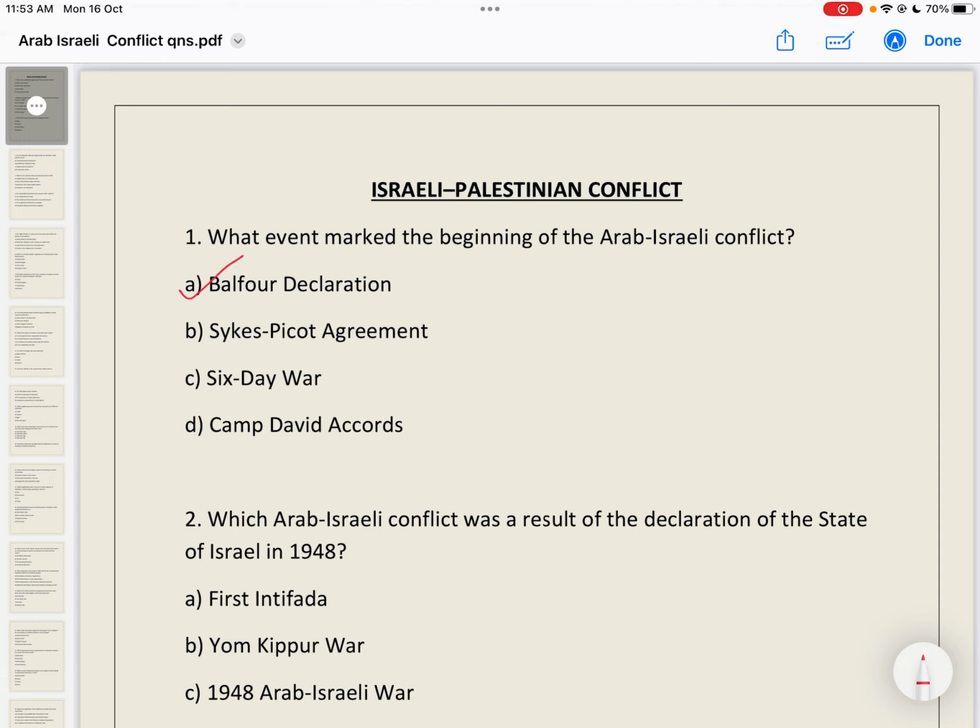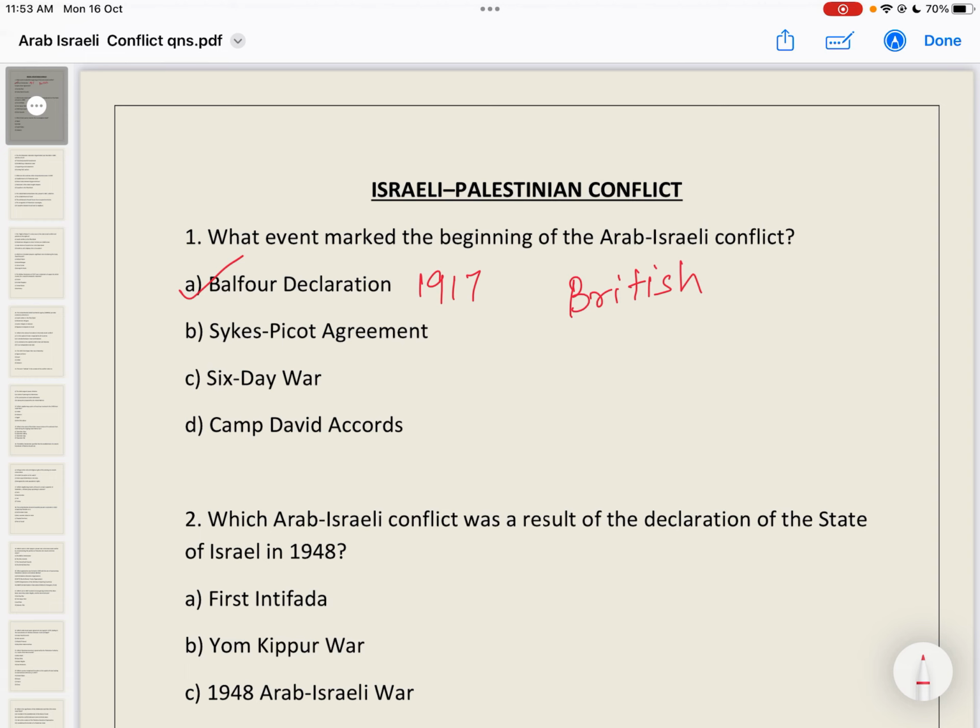Balfour Declaration. Now, Balfour Declaration happened in the year 1917, and it laid the groundwork for the conflict by expressing British support for a national home for the Jewish people in Palestine. Now, understandably, this led to a conflict between the Arabs and the Jews in the area. So this marks the beginning of the Arab-Israeli conflict, the Balfour Declaration.